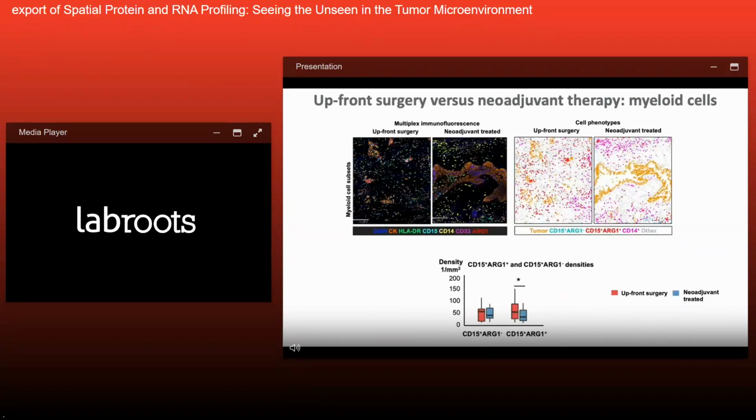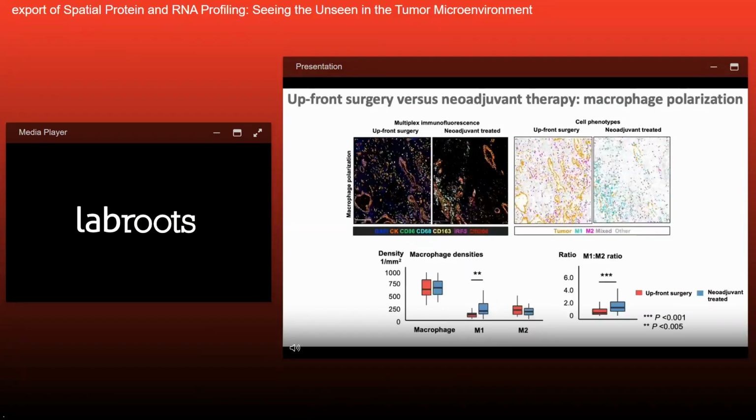Similarly, when we looked at CD15 positive granulocytes, we found no significant difference between upfront surgery and neoadjuvant treatment. However, the density of ARG1 positive immunosuppressive granulocytes was significantly decreased in neoadjuvant cases, as you can see in the top right, by a reduction in red double positive cells. Although these cells are fairly rare overall, our prior work has shown that they are one of the strongest immune predictors of outcome for primary pancreatic cancer patients.